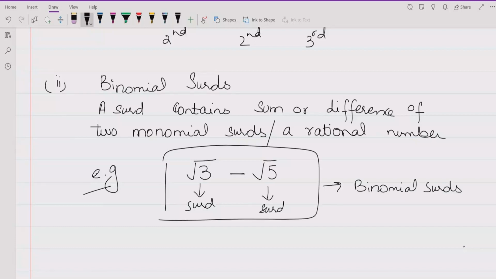We have another example, let's suppose we have root 3, but we also have a rational number, so it's also called a binomial surd. So this is the example of binomial surd.